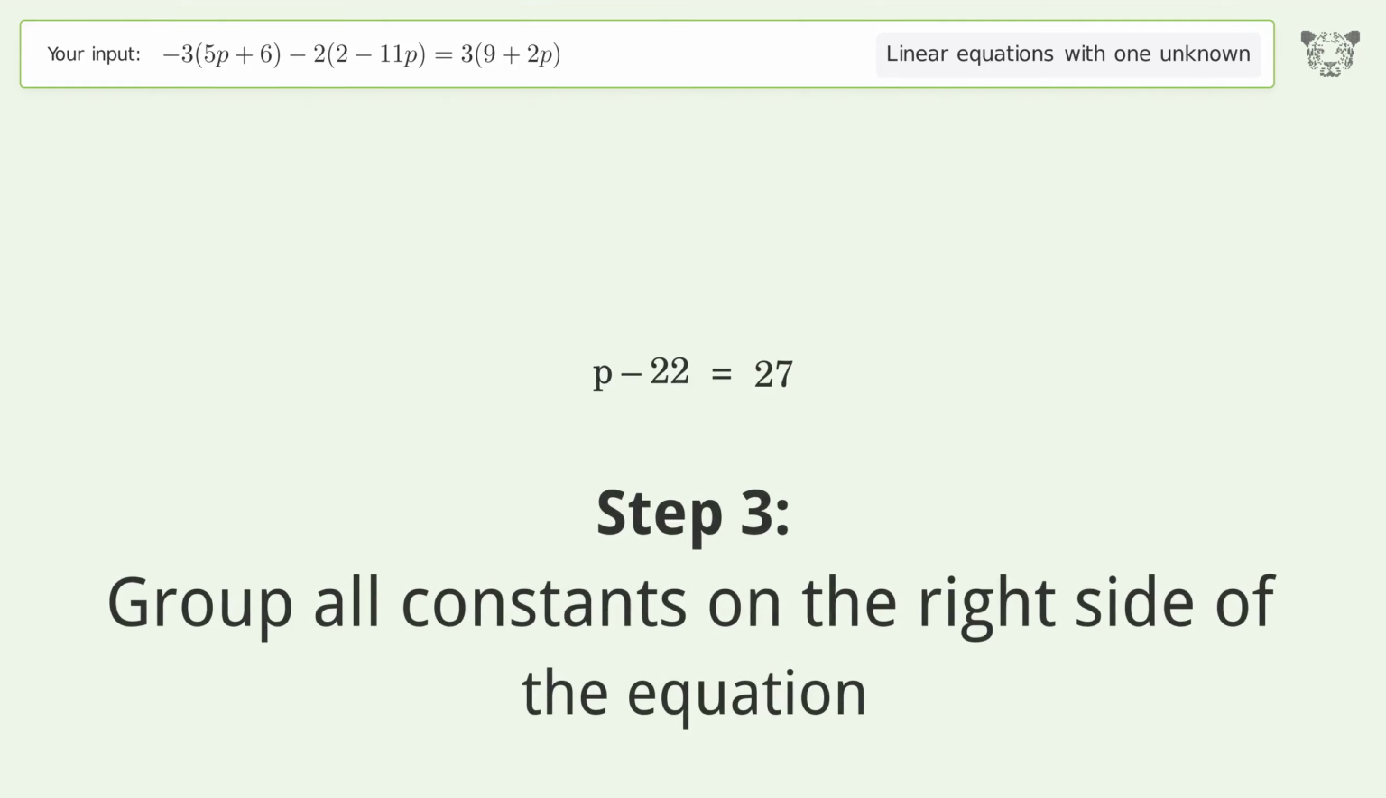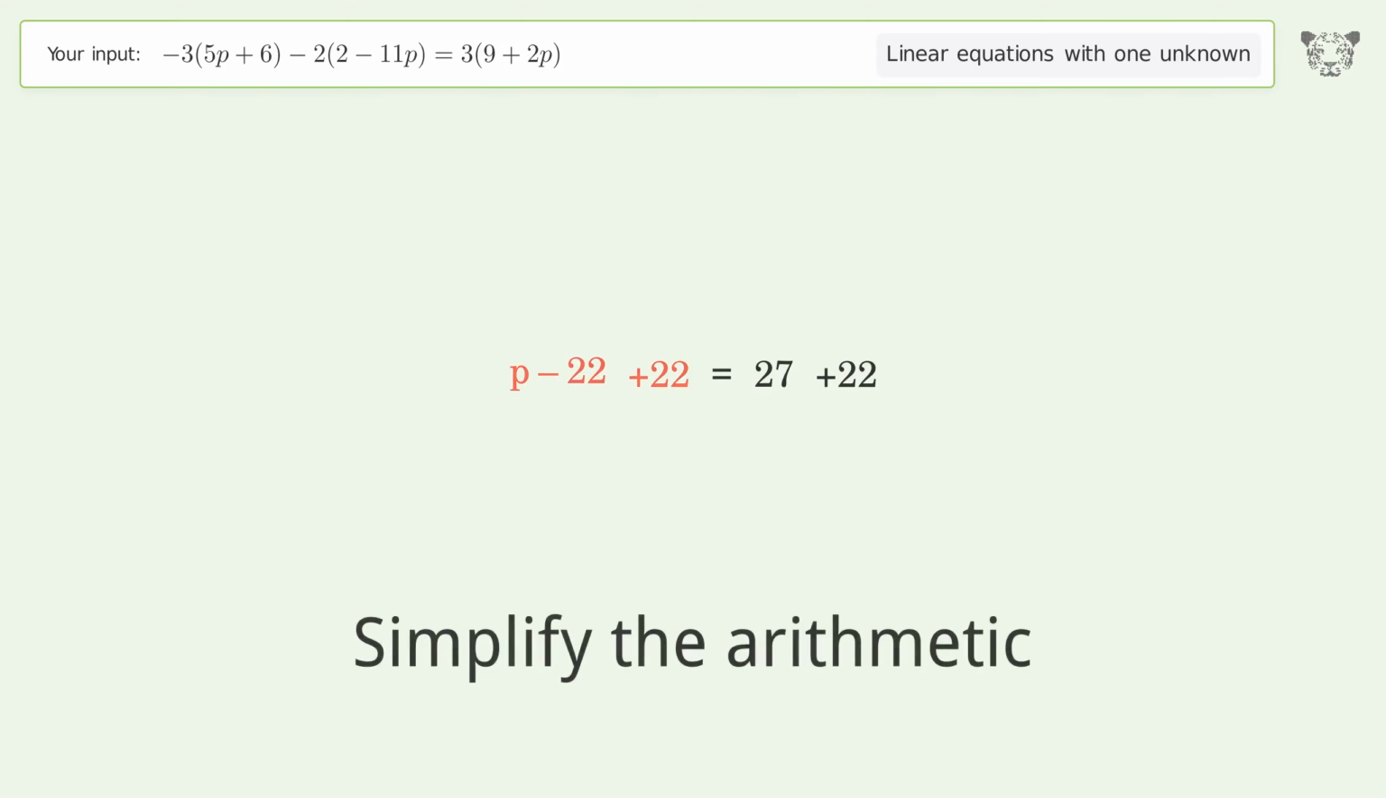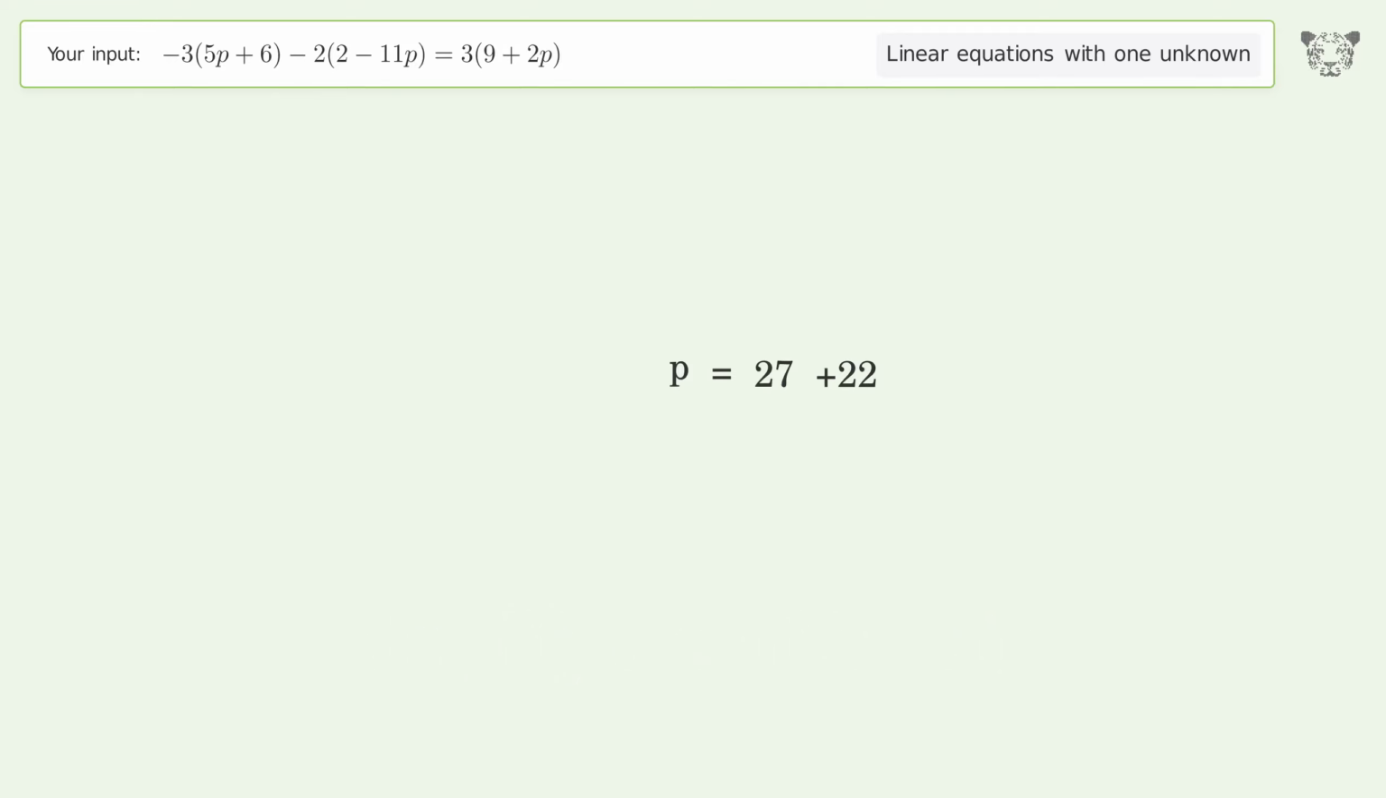Group all constants on the right side of the equation. Add 22 to both sides. Simplify the arithmetic. And so the final result is p equals 49.